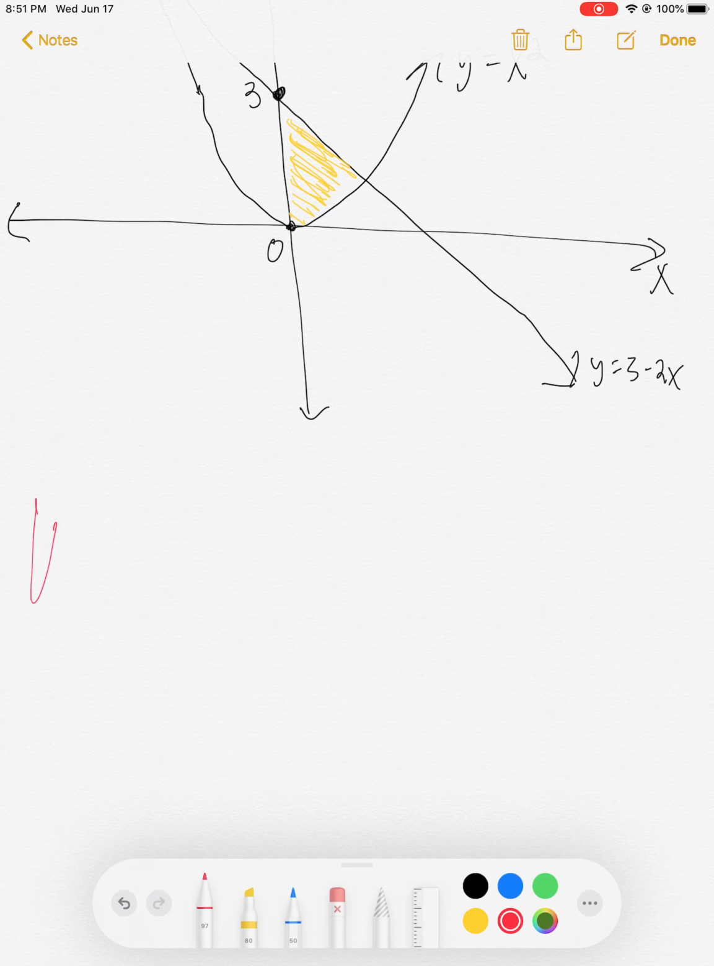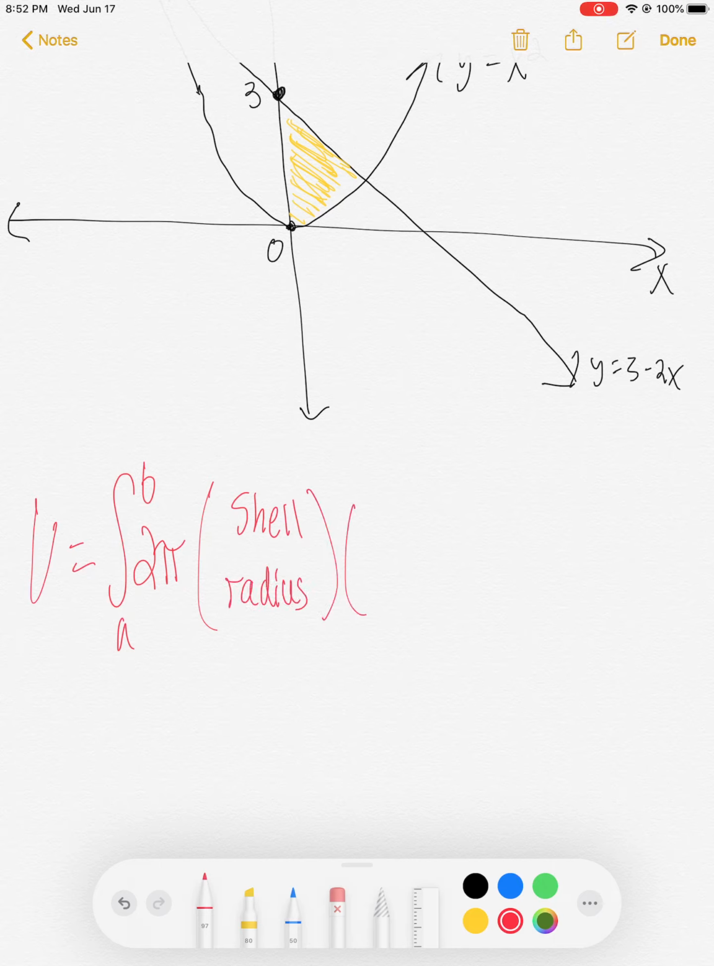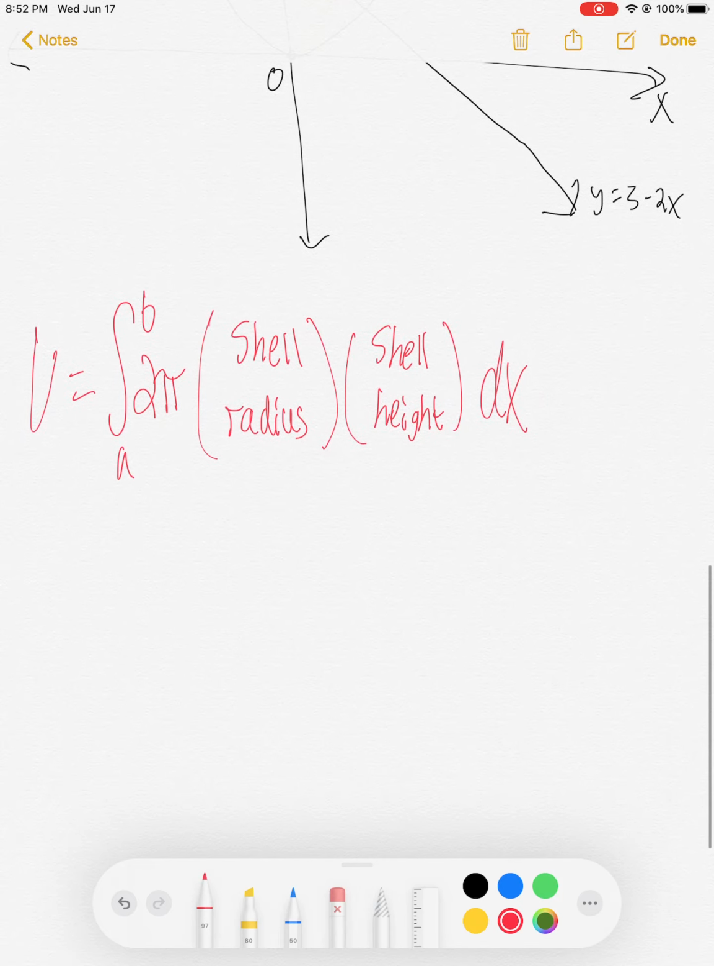First of all, let's write down the formula which we're going to need. We're going to integrate from a to b. We'll explain what the bounds are in a minute. It's going to be 2 pi times the shell radius times the shell height, and then all of that will be dx or dy, depending upon the setup. In this case, we'll just write dx, but this would work just the same if you were looking at dy. Your functions would just be functions of y instead of x.